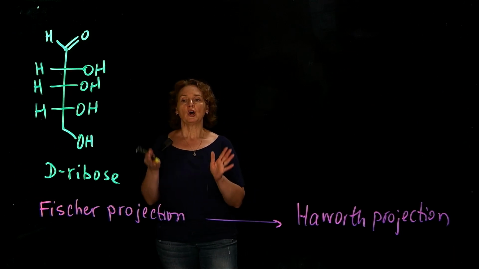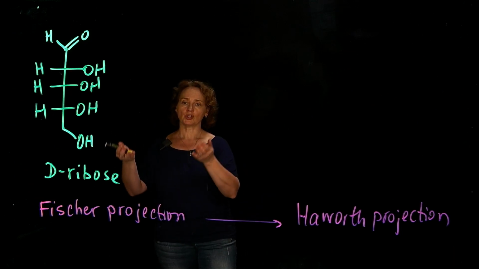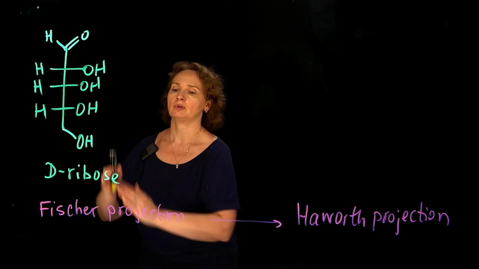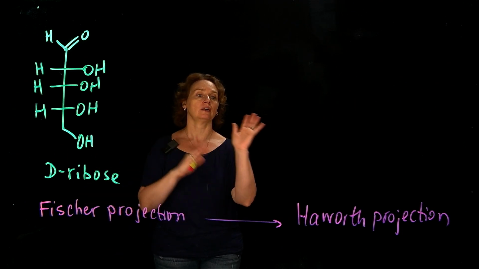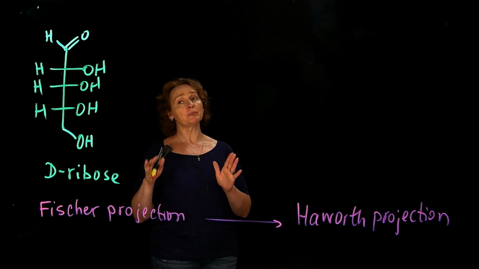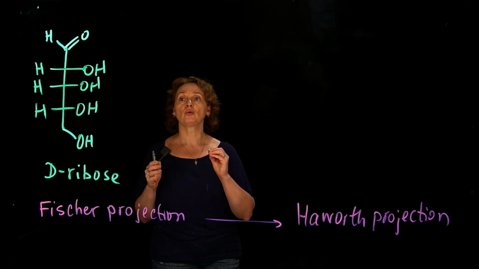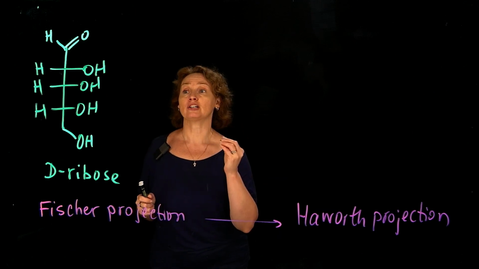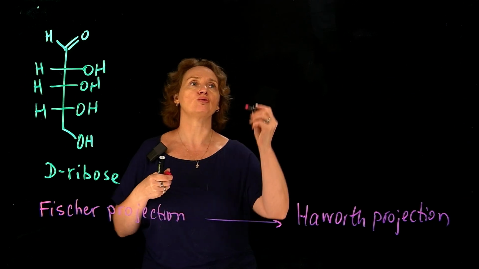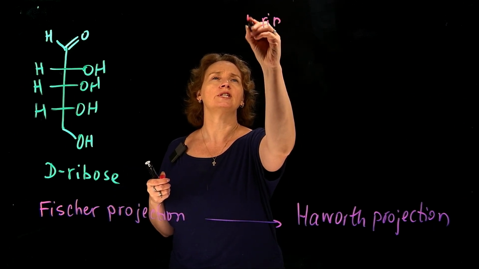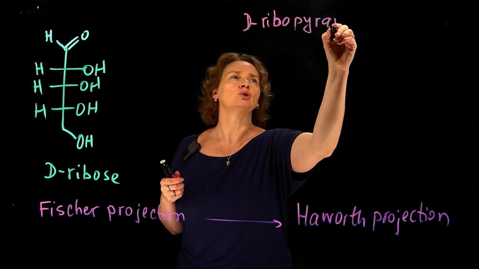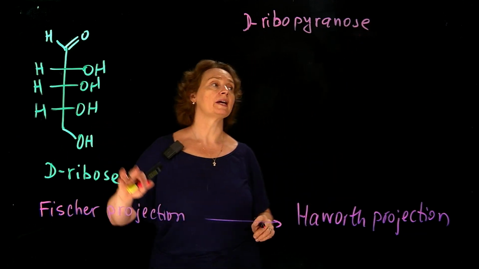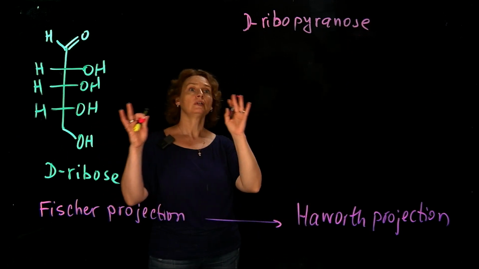In this problem, we need to show which is D-ribose, how it would look in a Haworth projection, and we specifically need to show ribopyranose. So we are going to draw ribopyranose, meaning that we need to make a 6-membered cycle.